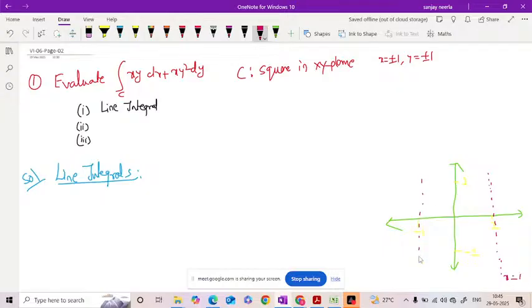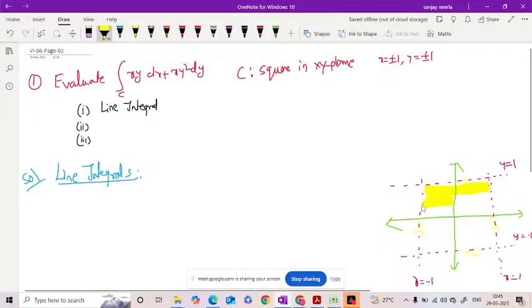and this one is the x is equal to minus 1 line, and this is the y is equal to plus 1 and y is equal to minus 1. So this is our region. Now this is the region, and this region is bounded by 4 lines: the x is equal to 1 line, the y is equal to 1 line, the x is equal to minus 1 line, and the y is equal to minus 1 line. So we will split it now into the 4 regions.